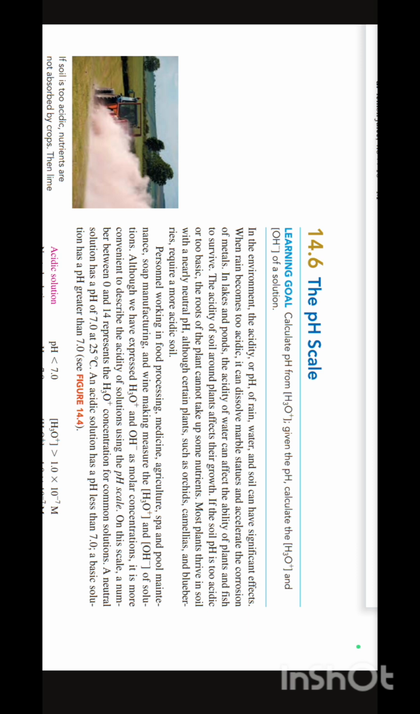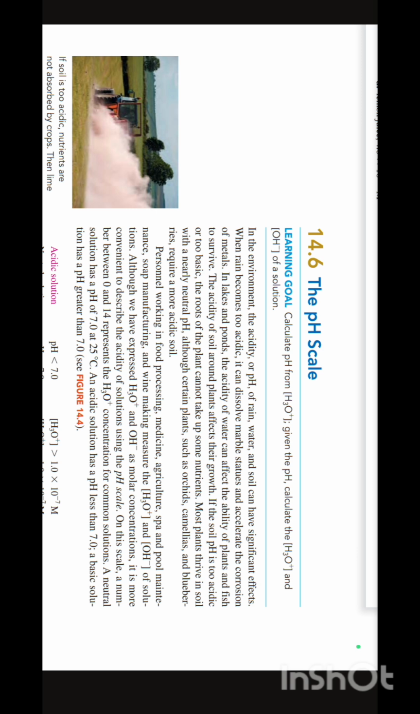Most plants thrive in soil with a nearly neutral pH, although certain plants such as orchids, camellias and blueberries require a more acidic soil. Personnel working in wood processing, medicine, agriculture, spa and pool maintenance, soap manufacturing and wine making measure the H3O+ and OH- of solutions. Although we can express H3O+ and OH- as molar concentrations, it is more convenient to describe the acidity of a solution using a pH scale.